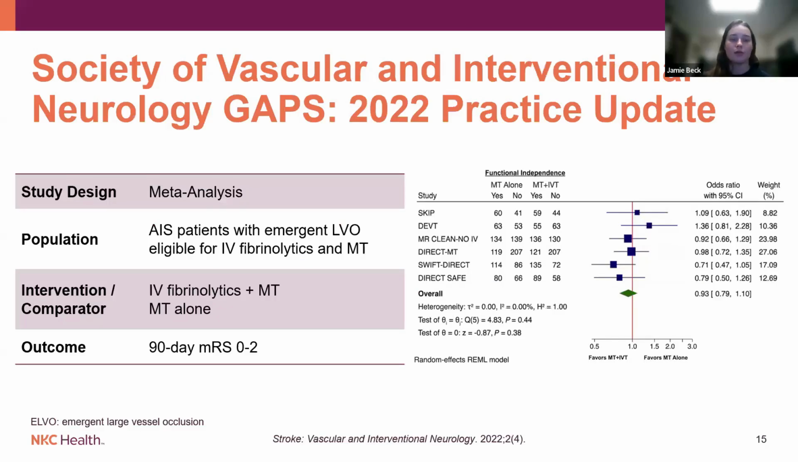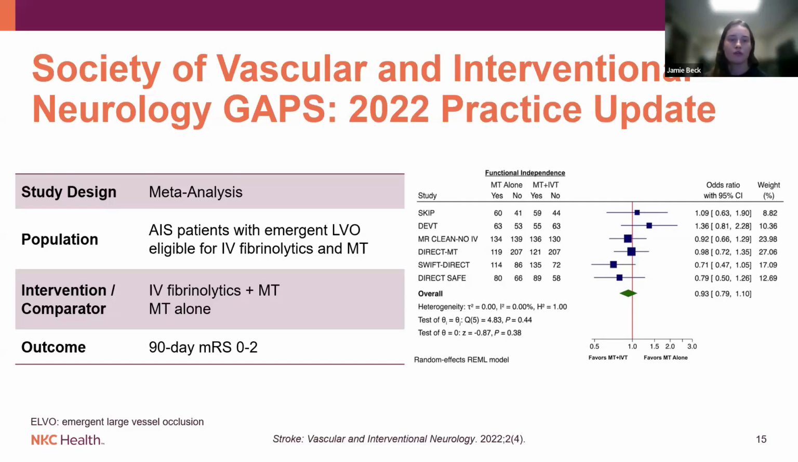So these 6 randomized controlled trials that they used for the meta-analyses were published between 2020 and 2022. All trials utilized Alteplase as the sole IV fibrinolytic except for DIRECT-SAFE, which did allow Tenecteplase but had an overall low number of use.